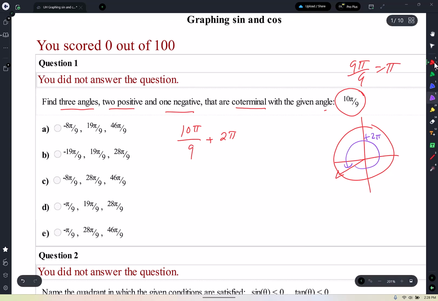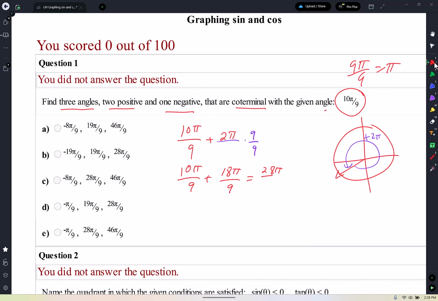And all I got to do is get that denominator to be a 9. So I'm going to go times 9 over 9. See? So when I do that, I have 10 pi over 9 plus 18 pi over 9. What's 10 plus 18? 28 pi over 9. That's going to be my set. I guess that's my first, because they said three angles, two positive, one negative.